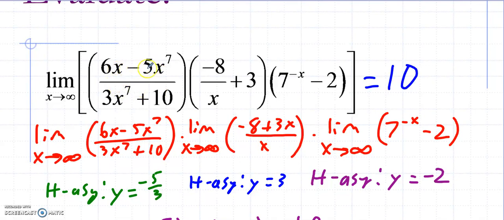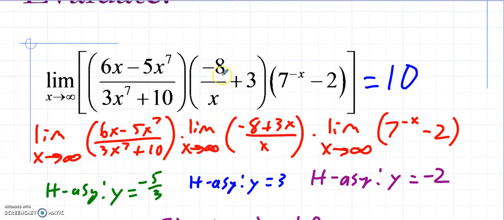So the first one, 6x minus 5x to the 7th over 3x to the 7th plus 10, that is a rational function. I recognize it's a rational function, so then I also looked at the degree of the numerator and the degree of the denominator. I noticed that those are the same. If they're the same, then I recall that it has a horizontal asymptote at y equals the ratio of the leading coefficients of the numerator over the denominator, which is negative 5 over 3.